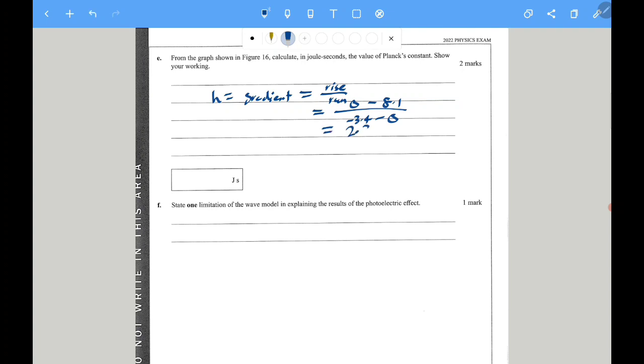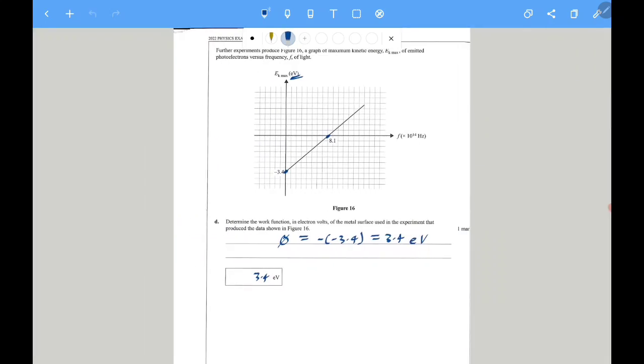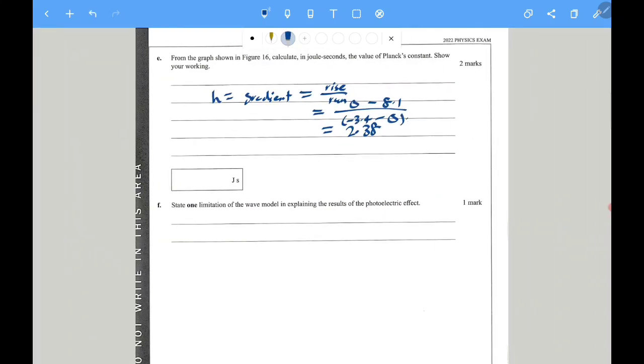So we're given 2.38 times 10 to the power minus 14 electron volts. If you want to convert this into joule seconds, you can just multiply this by the charge. So we get 3.8 times 10 to the power of minus 33 joules seconds.